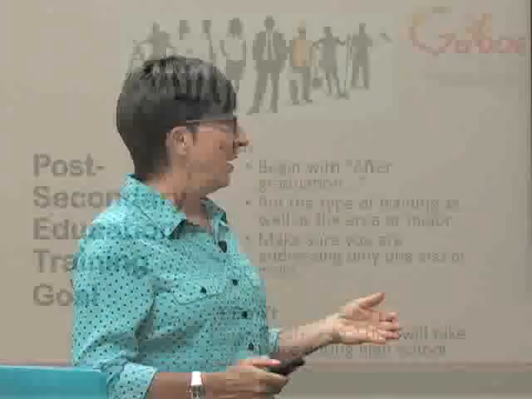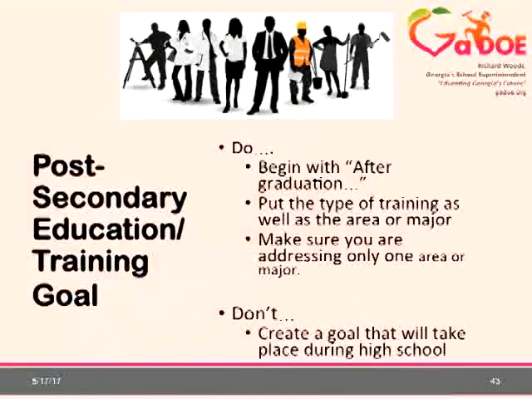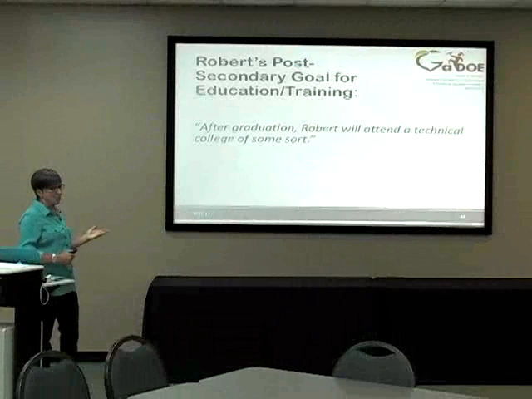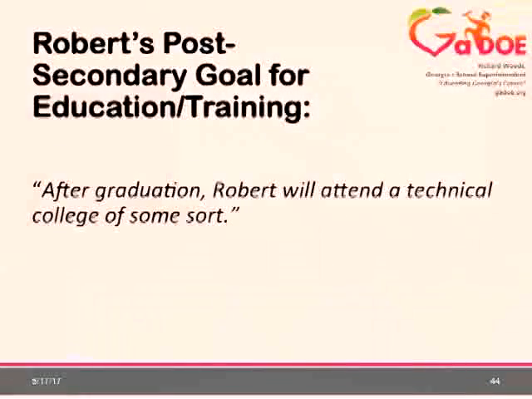Again, the military is an exception. You can say they will receive training through the Army, Navy, Air Force, Marines, whatever branch. You don't even have to put the branch. But don't create a goal that will take place during high school. That's always something to stay away from. So let's look at the transition post-secondary goal for Robert for education and training. After graduation, Robert will attend a technical college of some sort. What do you think about that?